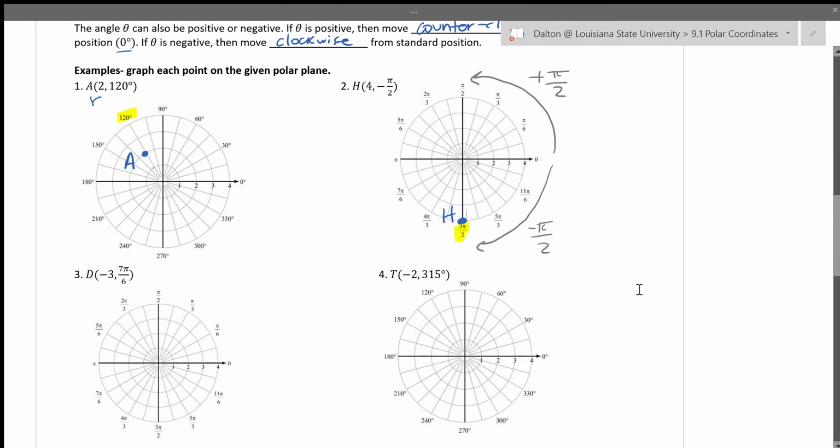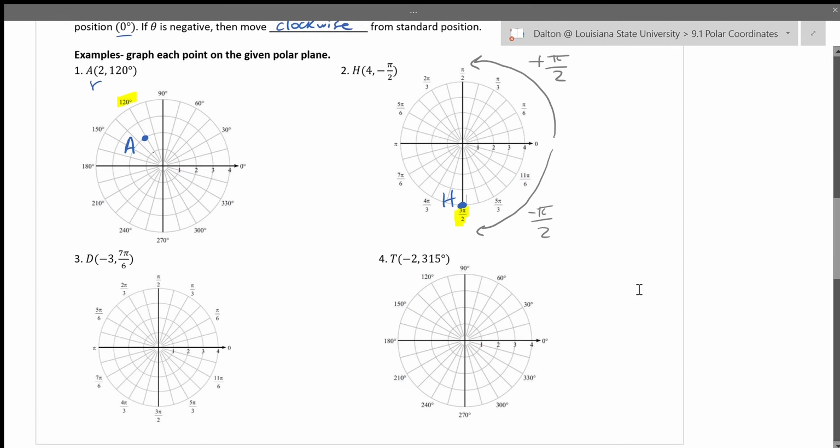Number 3, the point D is at negative 3, 7 pi over 6. So again, we're going to start with the angle first. We'll start with theta. Theta is at 7 pi over 6, so that's a positive angle. So again, if I start at 0, I'm just going to go counterclockwise until I see 7 pi over 6. So I know I'm on that angle for theta.